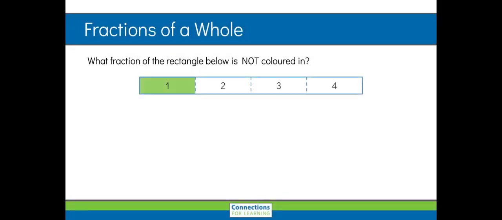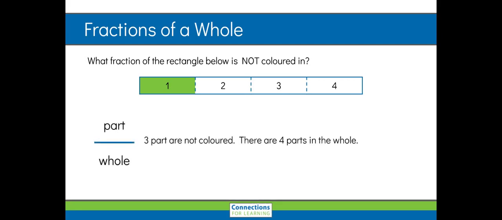Now let's look at the same image, but this time let's create a fraction for the part that is not colored in. Again, a fraction is a part of a whole. We can see that 3 parts are not colored in out of the 4 parts in the whole picture. If we put this into fraction form, there are 4 parts in the whole. There are 3 parts not colored in. So our fraction would be 3 out of 4, or 3/4 are not colored in.